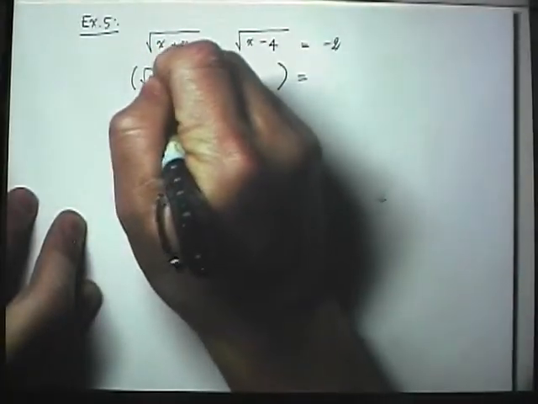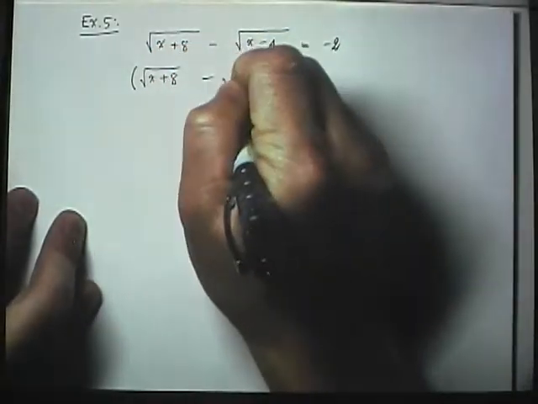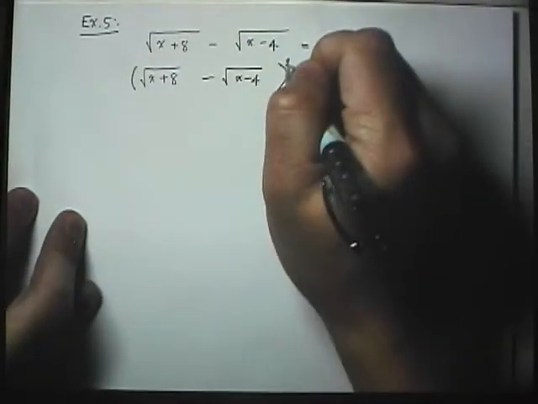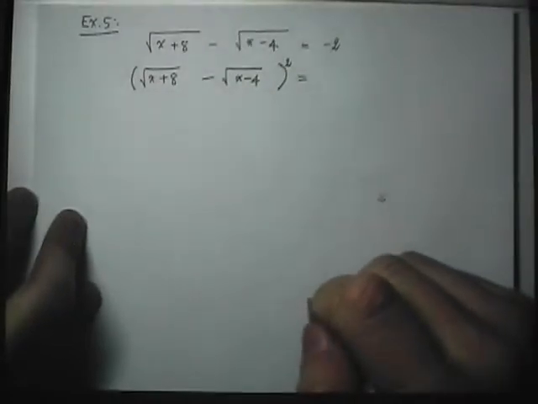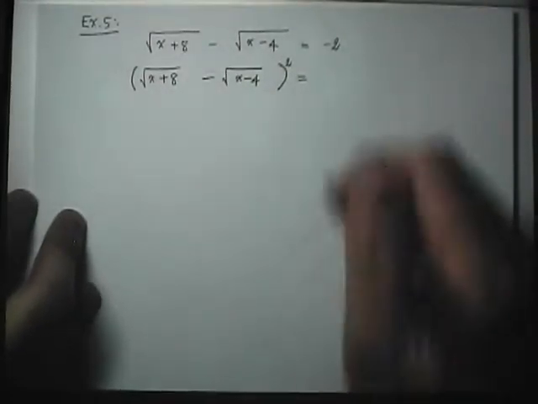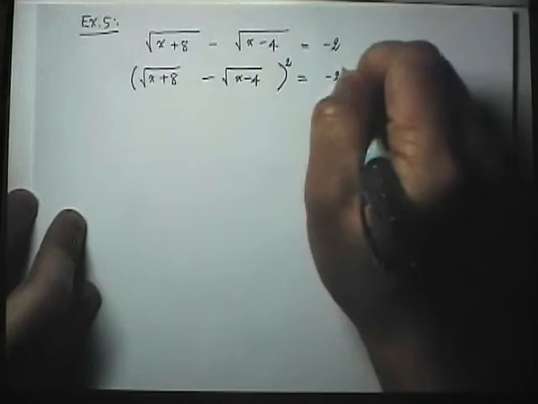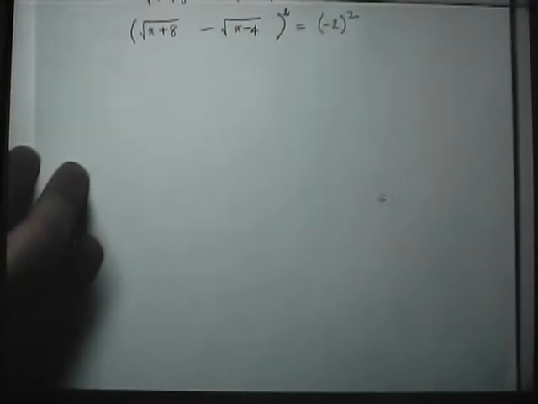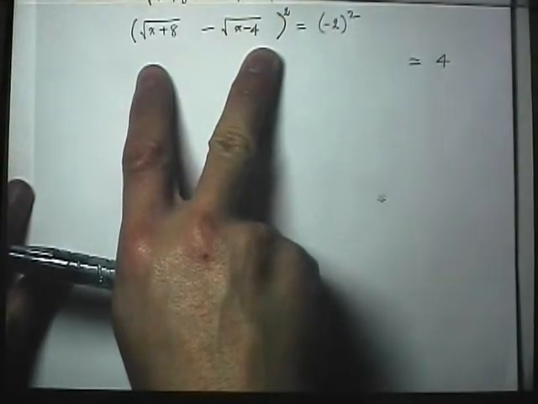So on the left-hand side here is the ugly looking square root of x plus 8, subtract square root of x minus 4. All that left-hand side, I'm going to throw in parentheses and I'm squaring the whole quantity. And the right-hand side, 2, all squared. That's the first step. The second step, the challenging part, is that the right-hand side is easy, equals 4. The left-hand side, you need to do all that FOILing.